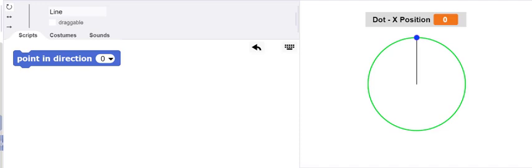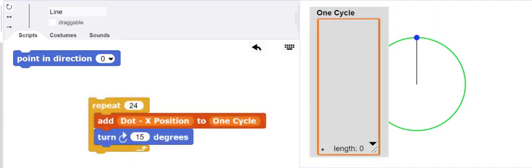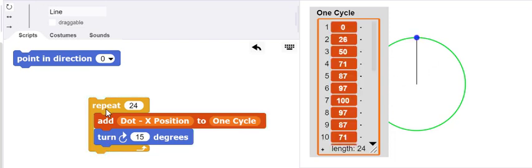Mathematicians use a circle with a radius of 1, but that would just appear as a dot on the screen of the Snap stage. So we've used a radius of 100 to make it easier to see. We can create a list of these values by adding the position of the dot to a variable named cycle as we rotate around the circle.